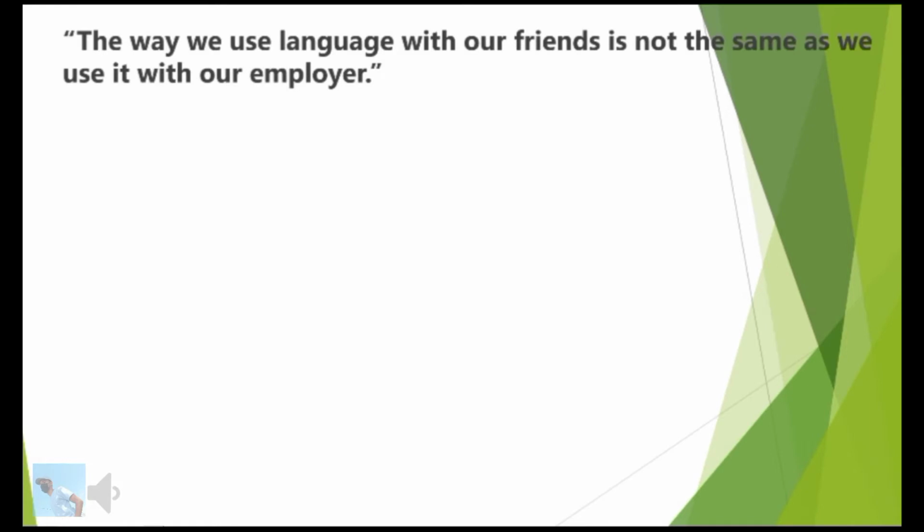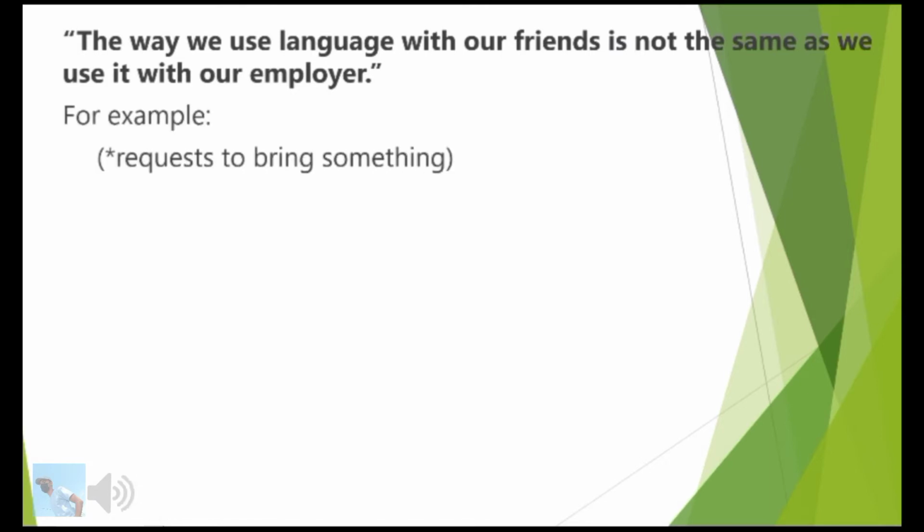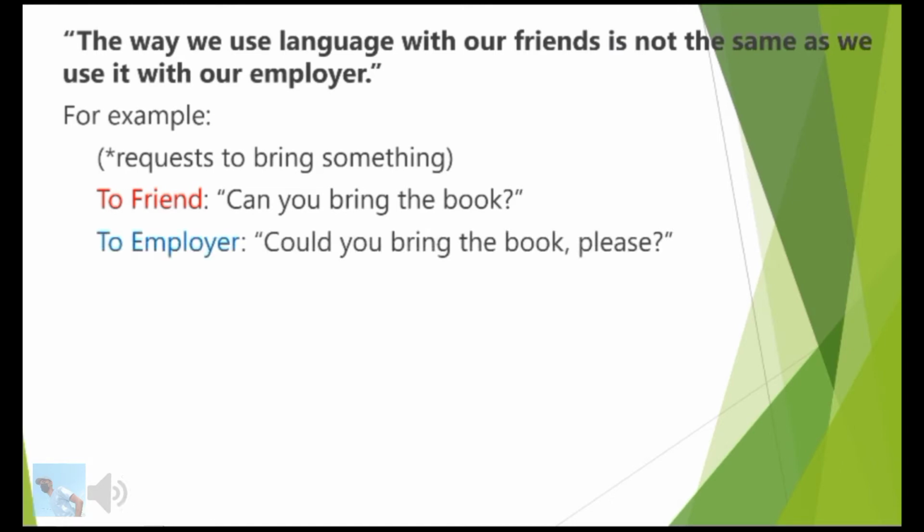Sociolinguistics is a field of discipline that studies how these factors affect language use. Take this illustration. The way we use language with our friends is not the same as we use it with our employer. For example, if you are to request your friend to bring something, you would say, "Can you bring the book?" But if you are to request your employer, you would say, "Could you bring the book, please?" See, we tend to be more formal in our language use with our employer than with our friends.